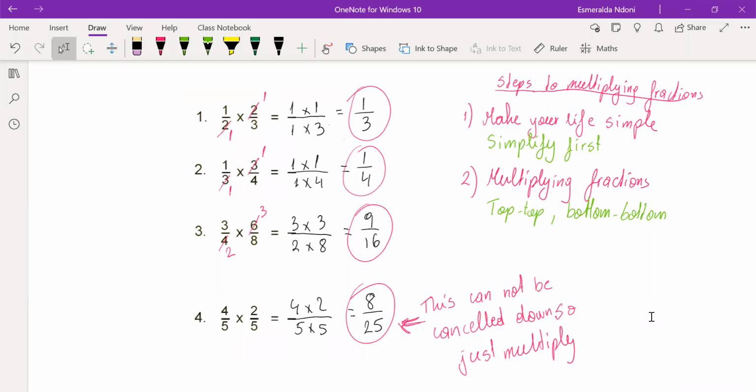Before I get you to finish the lesson, I need you to copy down these 2 steps that are on the right-hand side of the page. It says steps to multiplying fractions. First one, make your life simple, simplify first. So simplify first, and then top, top, bottom, bottom. I need you to copy this in your book. That's all you need to know for multiplying fractions.